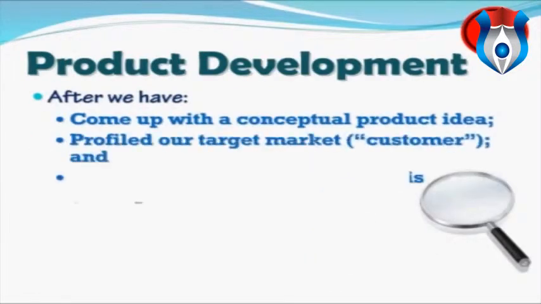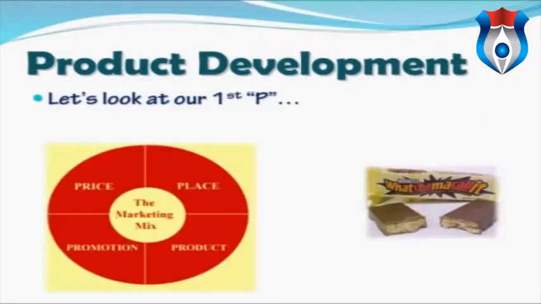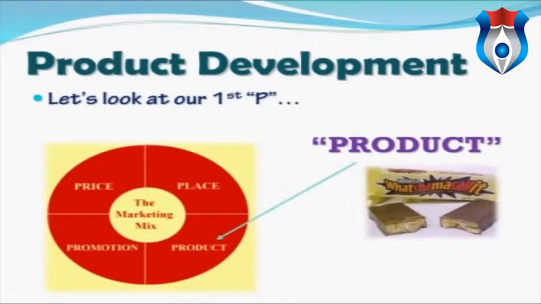Before we get into the stages of product development, we need to understand where it falls in the marketing process. Basically, we don't begin to develop our product until we've come up with a conceptual product idea. So the idea of your product, how it's going to be used, who it is going to satisfy, the profile of your target market, as well as who your competitors are, who you have to be aware of. Once you figure this out, then you move on to the product and the 4 Ps of our marketing plan.